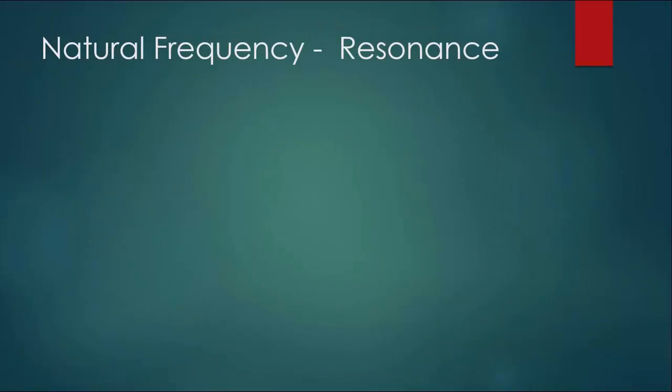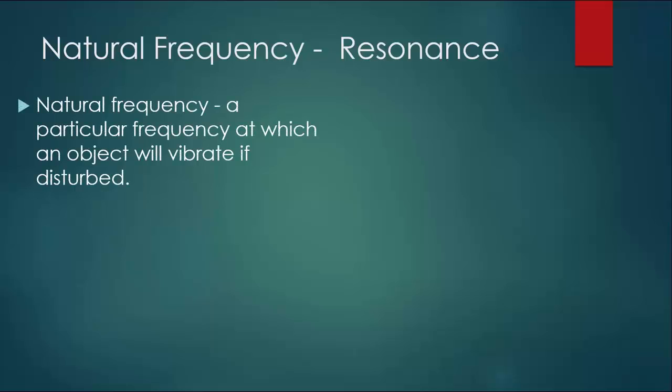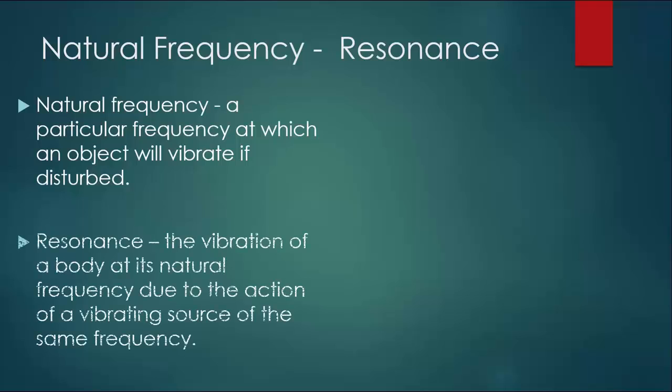Finally, we'll talk about natural frequency and resonance. The natural frequency of an object is the particular frequency that the object will vibrate if disturbed. When you pluck a guitar string, it vibrates at its natural frequency. Resonance is the vibration of a body at its natural frequency due to the action of a vibrating source of the same frequency.